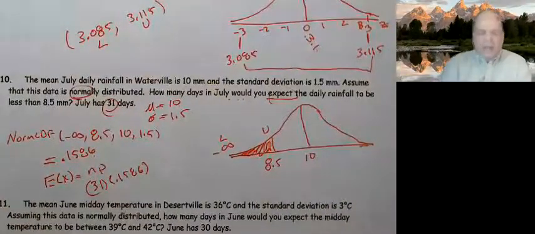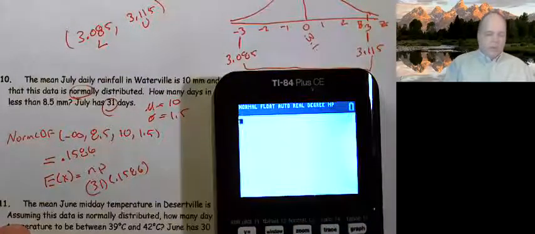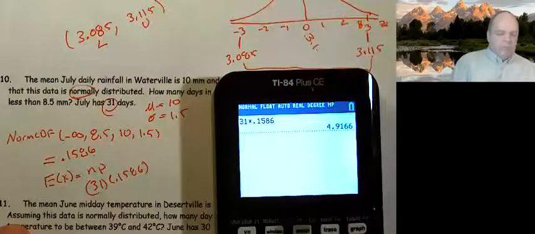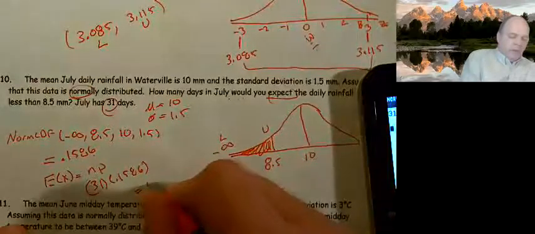All right, so I'm back. Sorry about that. So 31 times 0.1586 equals 4.9166.